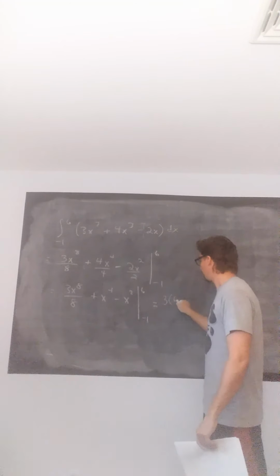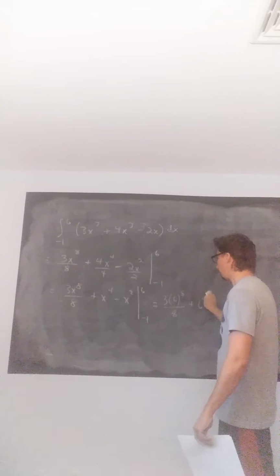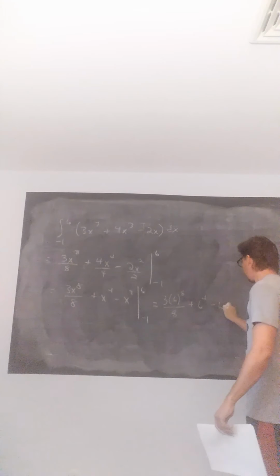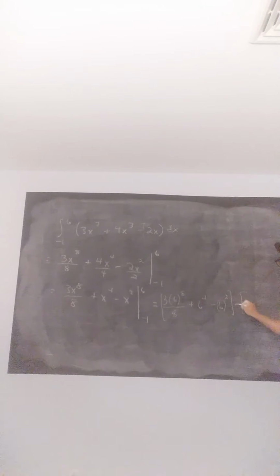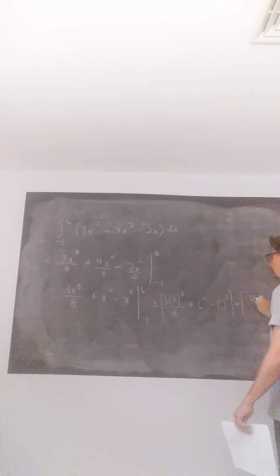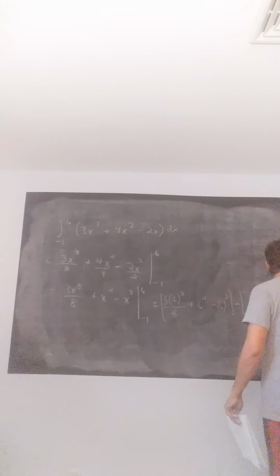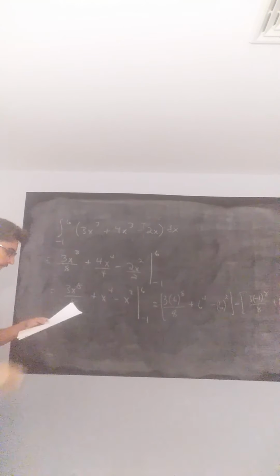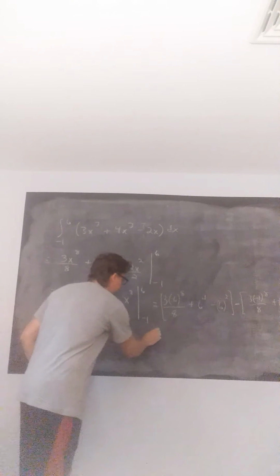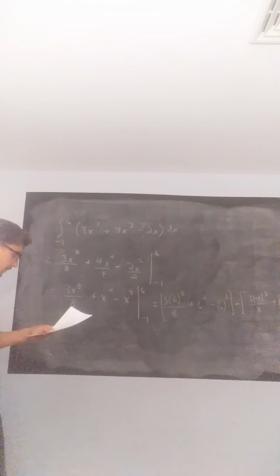It's going to be 3 times 6 to the 8th over 8 plus 6 to the 4th minus 6 squared. I'm going to put the minus in between in brackets because we're subtracting. So you're going to have 3 times negative 1 to the 8th over 8 plus negative 1 to the 4th minus negative 1 squared. Again, just be careful with the minuses, and then we have some parentheses there. So there's a lot of computation here, but again, nothing that you can't handle. Let's take a look at what we got.